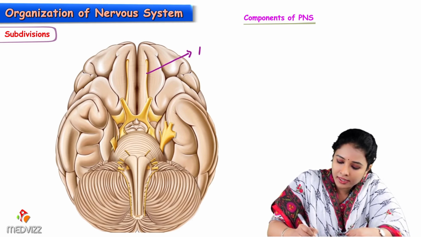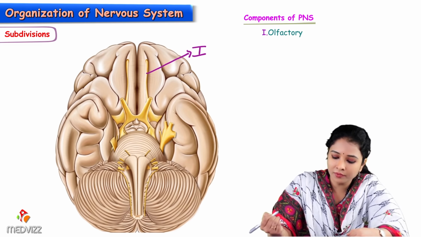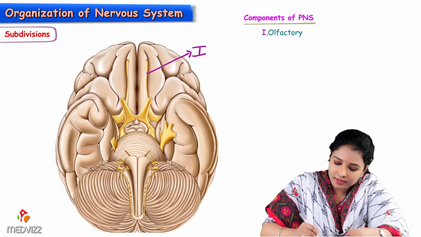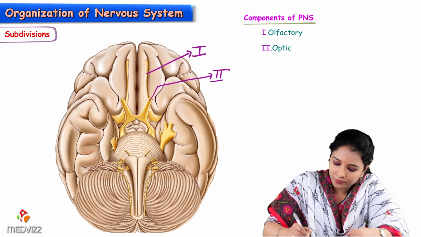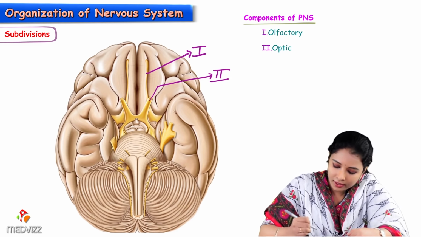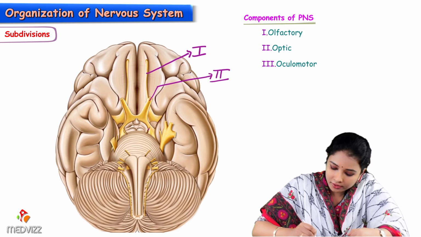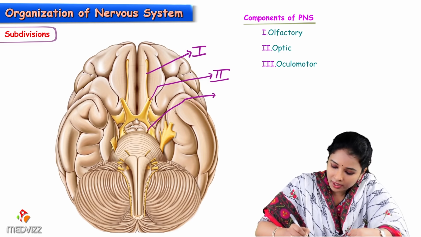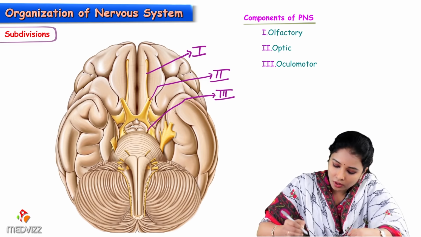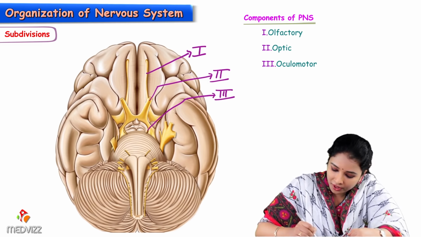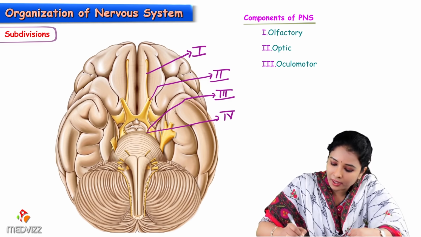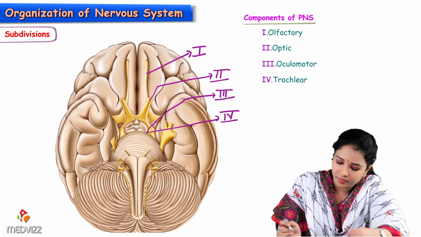So, from the first, I am just writing numbers. The first cranial nerve is the olfactory nerve. This is olfactory. The second cranial nerve is the optic nerve. Third cranial nerve is oculomotor, which arises from the midbrain. Fourth cranial nerve is also present along with the oculomotor, arising from the midbrain. The fourth cranial nerve is trochlear.